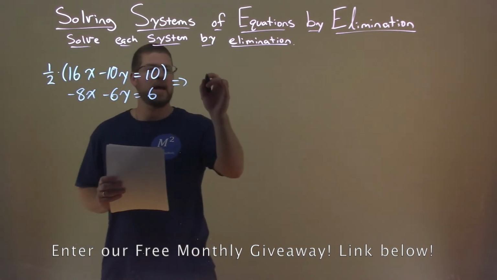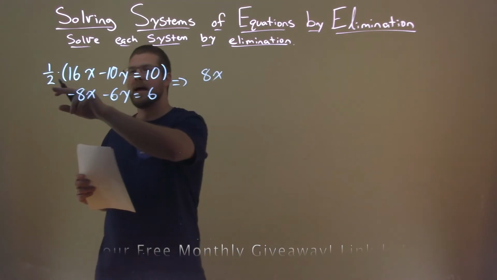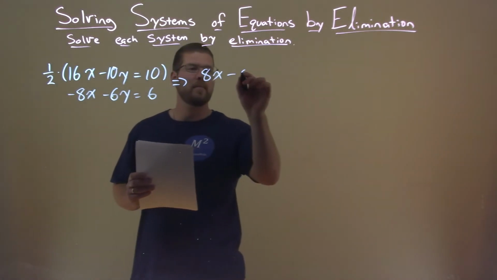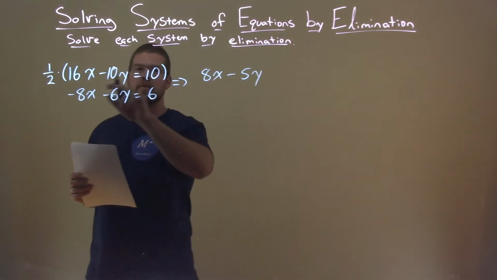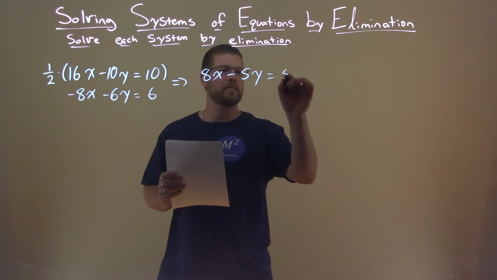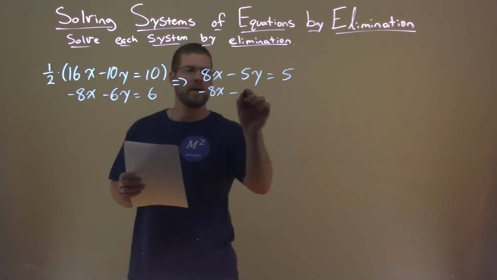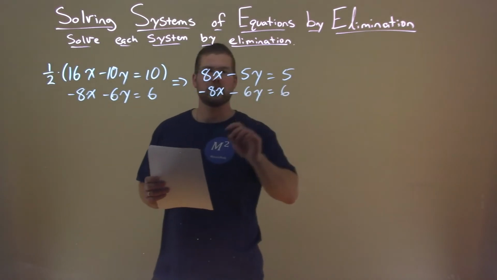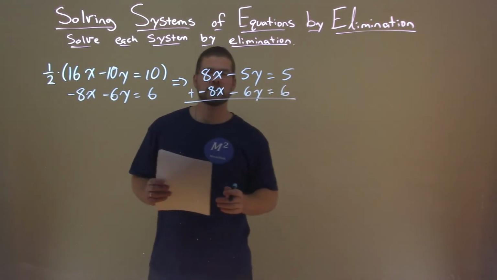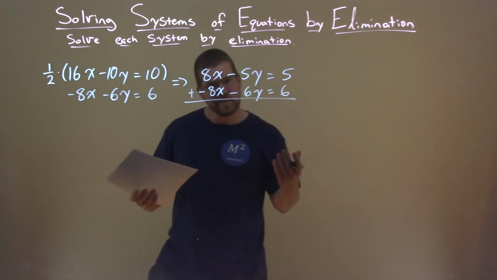1/2 times 16x is an 8x. 1/2 times a minus 10y is a minus 5y. 1/2 times 10 is 5. Bring the second equation over. Minus 8x minus 6y equals 6. Add the two equations together and see what happens.